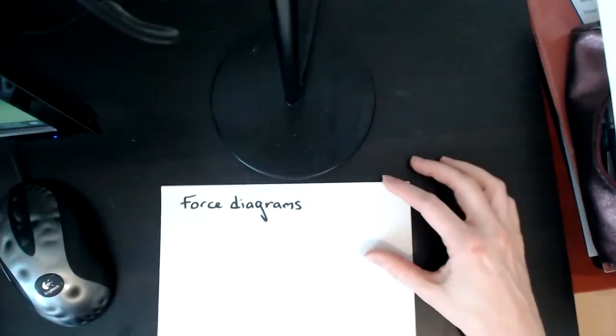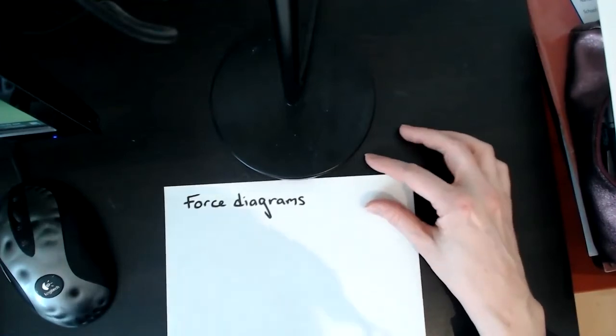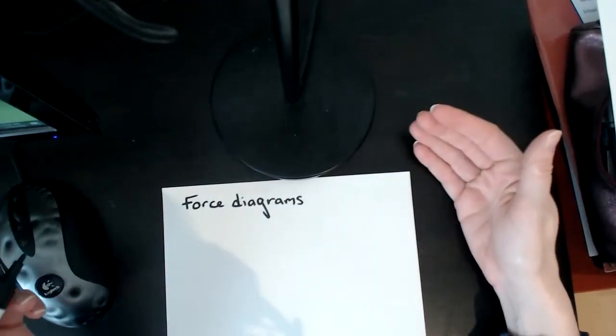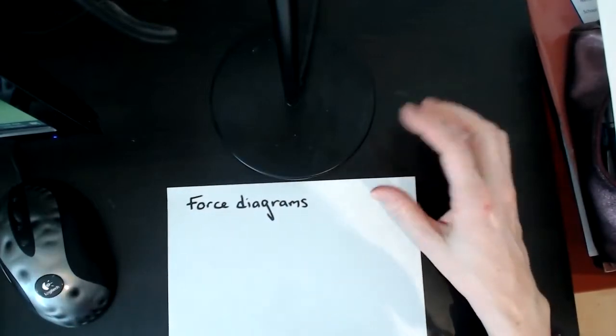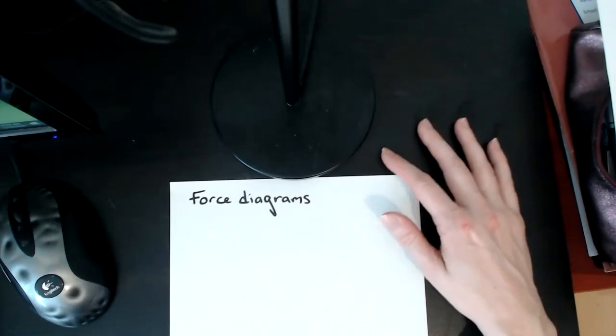Okay, so today we're going to talk about force diagrams. Force diagrams are simply visual representations of the forces that are acting on an object, all right? And there are a couple of rules that you need to keep in mind, and we'll go through those as I talk about a couple different situations, all right?